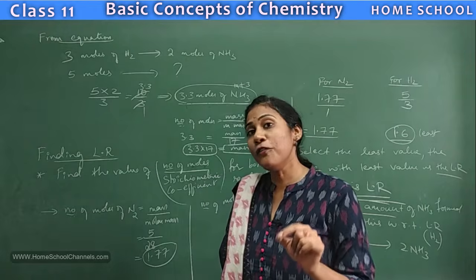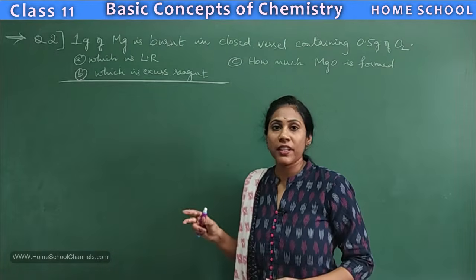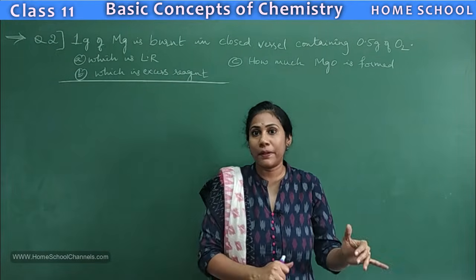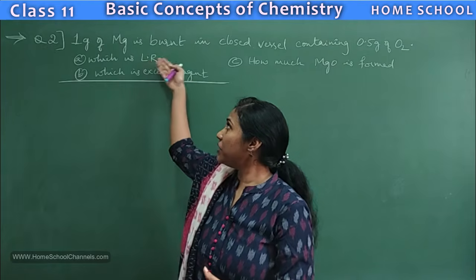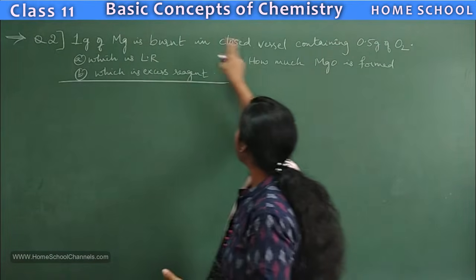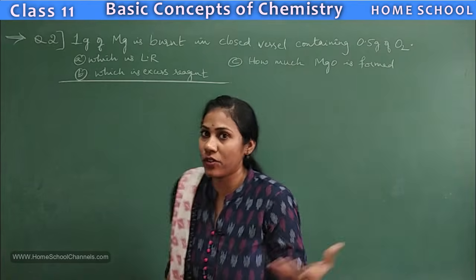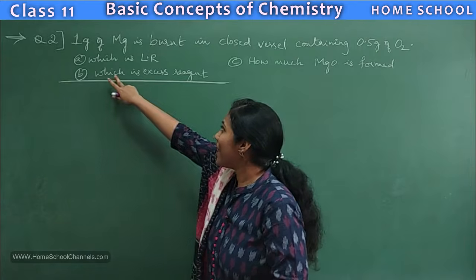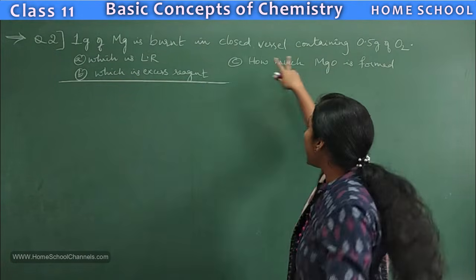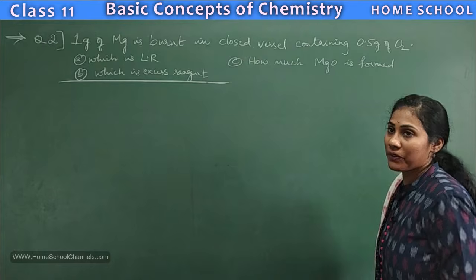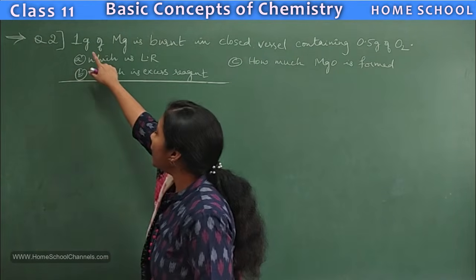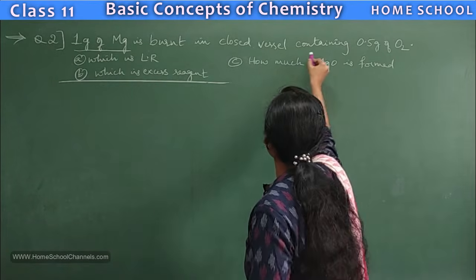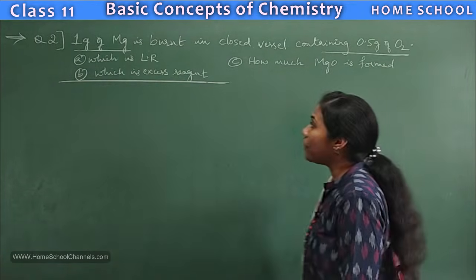Okay, so we will go for one more question. Look at this question, guys. This is a question I picked from one of your previous NEET papers. They actually asked which is the limiting reagent among Mg and oxygen. But I added 2 more questions to this. I am also asking which is the excess reagent, and how much MgO is formed. Let us read the question. 1 gram of Mg is burnt in a closed vessel containing 0.5 grams of O2.